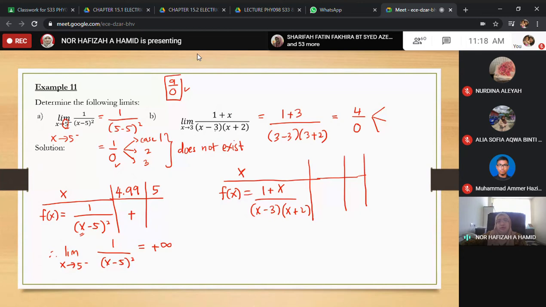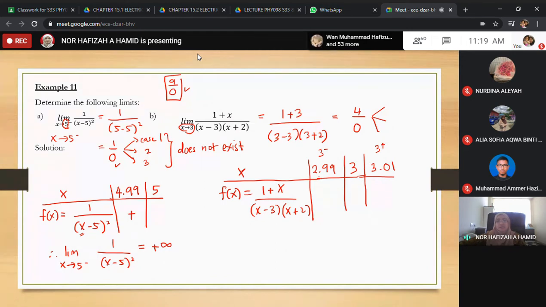Here we have x approaching 3. It does not state 3 minus or 3 plus, so we consider this as two-sided. To determine the two-sided limit, you must first determine the one-sided limits. With 3 at the center, first choose a value when x approaches 3 from the left, a left value less than 3. For example, I choose 2.99. This is for 3 minus. For 3 plus, you choose a value greater than 3, for example 3.01. These two values are still close to 3.